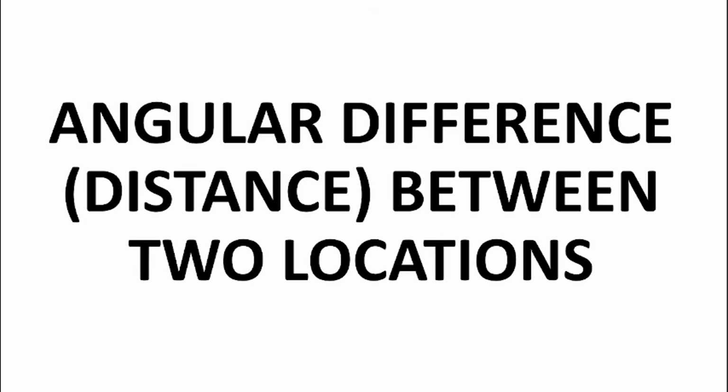When you have to find angular distance, it's different from finding distance. Distance is different from angular distance. So you should be able to know what they're asking you to find. Is it angular distance or is it distance? There are two different things, as you're going to be seeing shortly. So let's see how we find angular distance, also called angular difference, between any two locations on the Earth's surface. Now, let's look at this question.